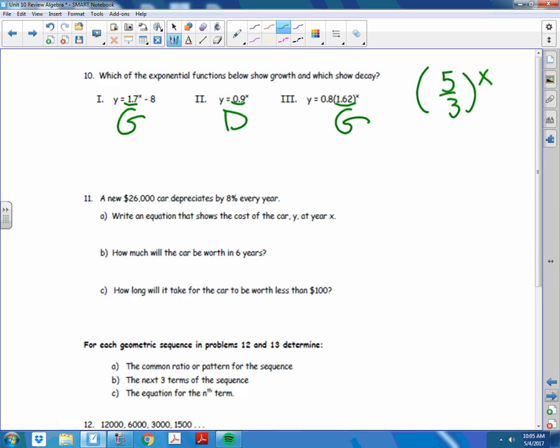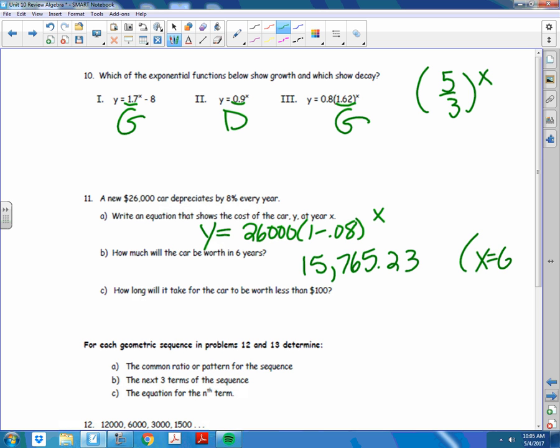11. A new $26,000 car depreciates by 8% every year, and that's not true. It depreciates way more than that. So y equals 26,000 times 1 minus 0.08 to the x. In the 6th year, when we plug it in, it's going to be worth $15,765.23. This is essentially where x equals 6.